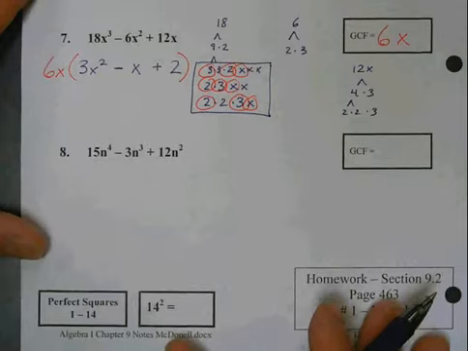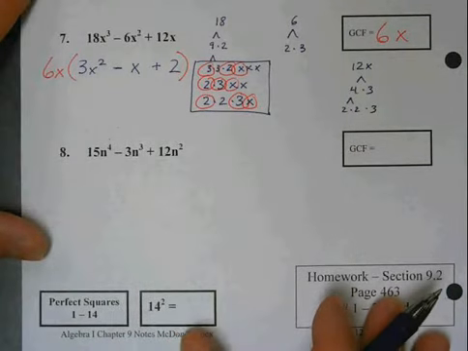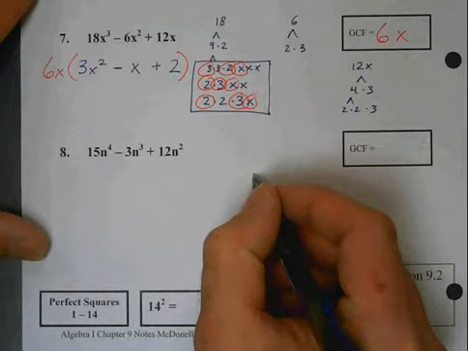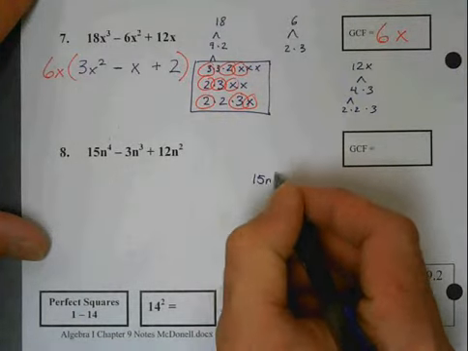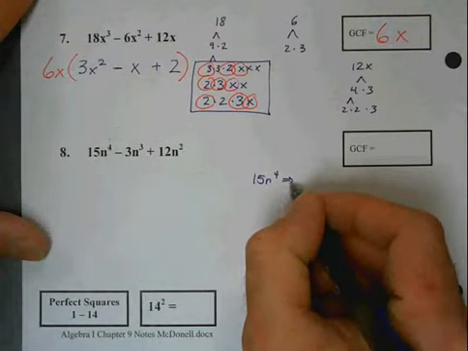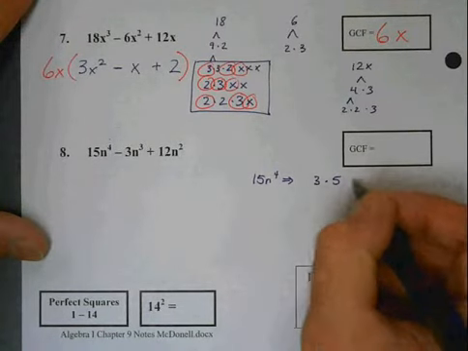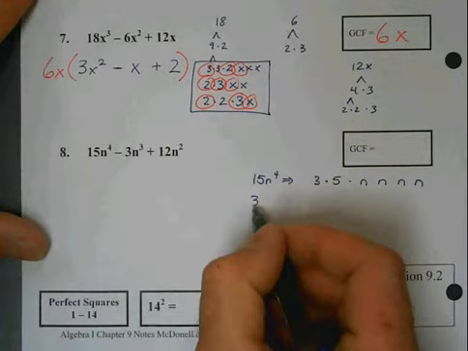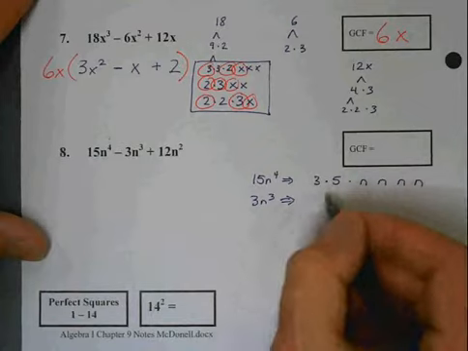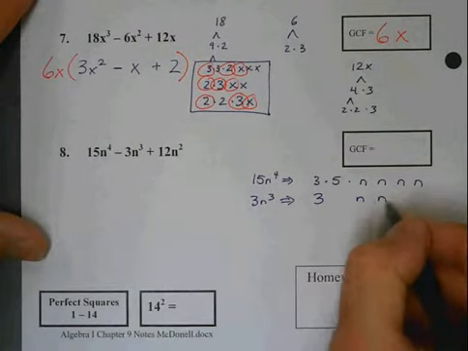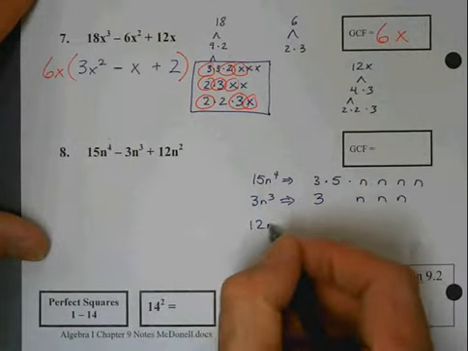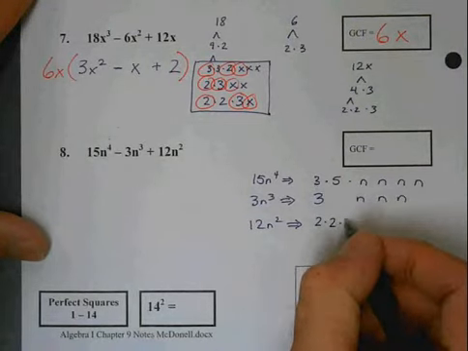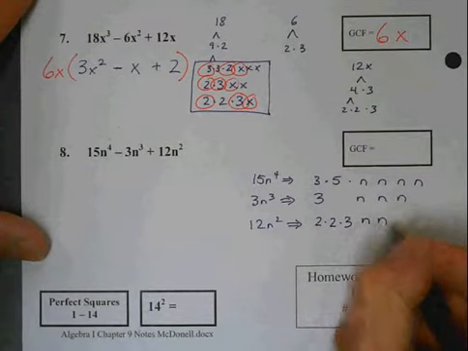15n to the fourth minus 3n cubed plus 12n squared. First, we'll start with the 15n to the fourth. That's 3 times 5 times 4 n's. 3n cubed is a 3 times 3 n's. And 12n squared is 2 times 2 times 3 times 2 n's.